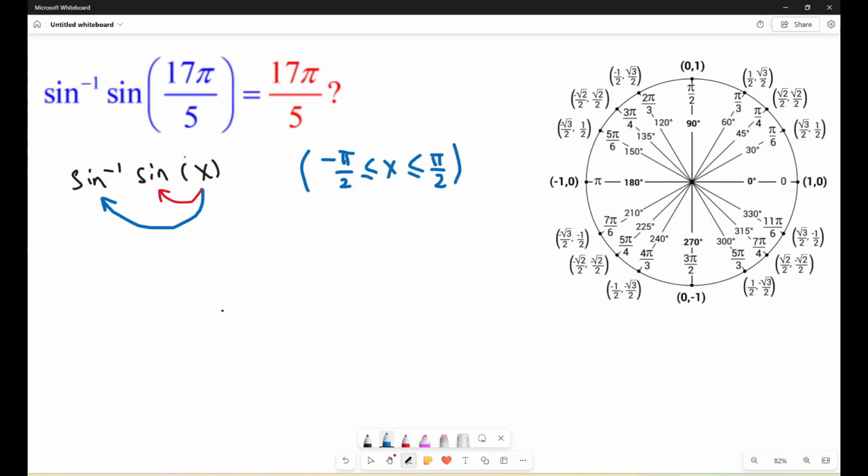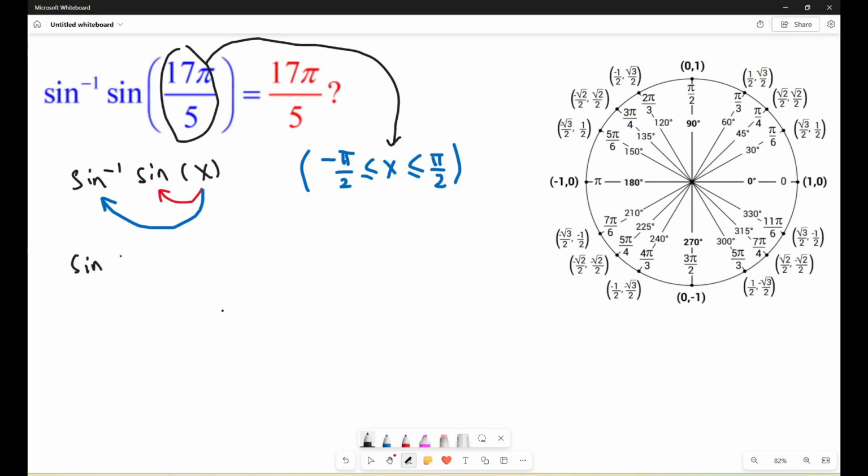Now, we're going to check this value right here. 17 pi over 5 is outside of this range. If you just use pi as 3.14, you will see it is outside. So we need to break it down to make sure this value is inside of this range. How do we do that?